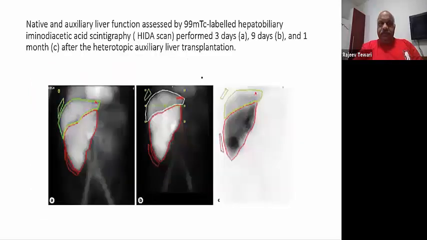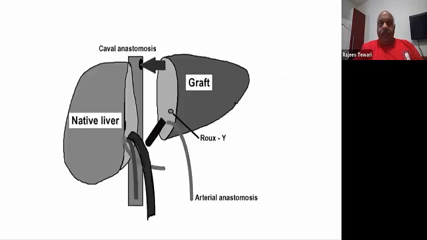Next slide. So this is a heat scan of auxiliary liver transplant. The green highlighted area is the native liver, the red is the new liver, and after a few months you can see the new liver is functioning, the native liver has become atrophic. Next slide. Yeah, next slide.